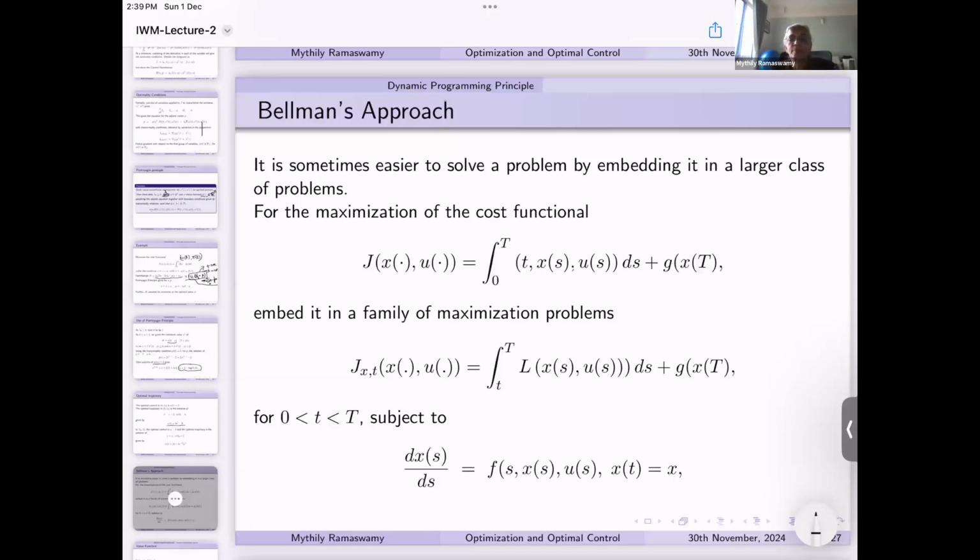Go ahead. Saurabh is asking, under what conditions or assumptions can we guarantee that a general nonlinear optimal control problem with inequality constraints, path constraints, will have a unique solution? Please give some references that might have such a result.